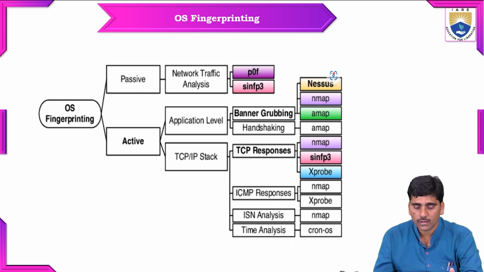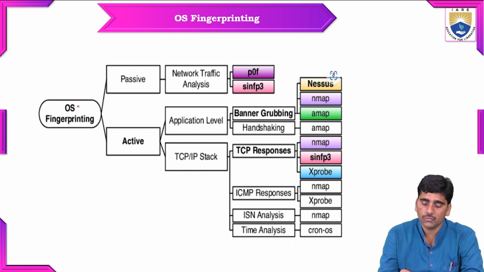So here the architecture shows what type of OS fingerprinting is used, and what operation it performs in the passive mechanism or active mechanism. And what are the tools that are supported to analyze that network traffic or application level. So we'll see in the diagram. In the diagram we'll see all these perspectives.